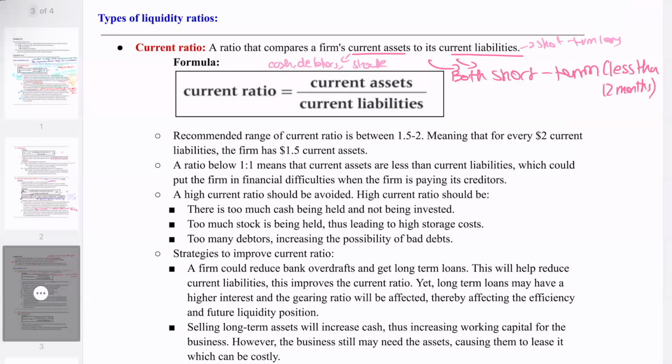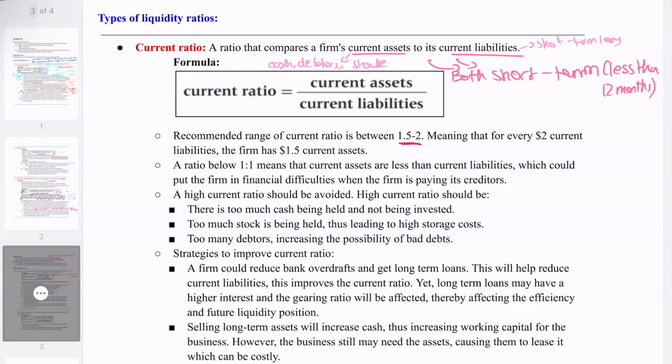The recommended range for current ratios is between 1.5 and 2, meaning that for every $2 of current liabilities, there's $1.5 of current assets. A ratio below 1 to 1 means that the current assets are less than the current liabilities, which could put the firm in financial difficulties when paying its creditors, right? Meaning that they have more liabilities than assets, which could be a problem, meaning that they have less cash than loans, so they have a hard time paying for their loans.